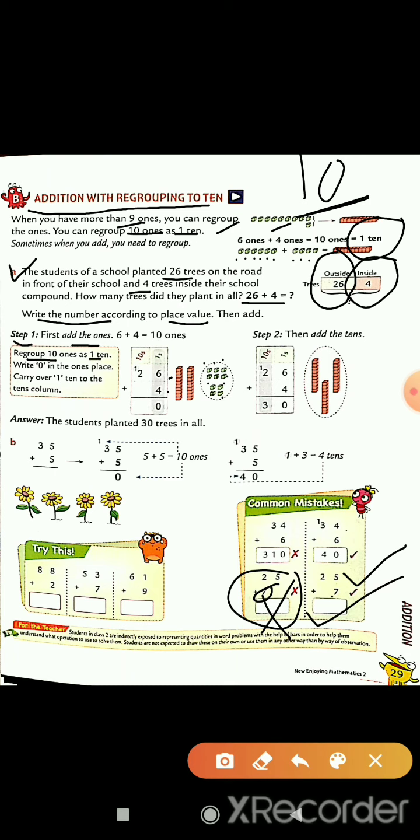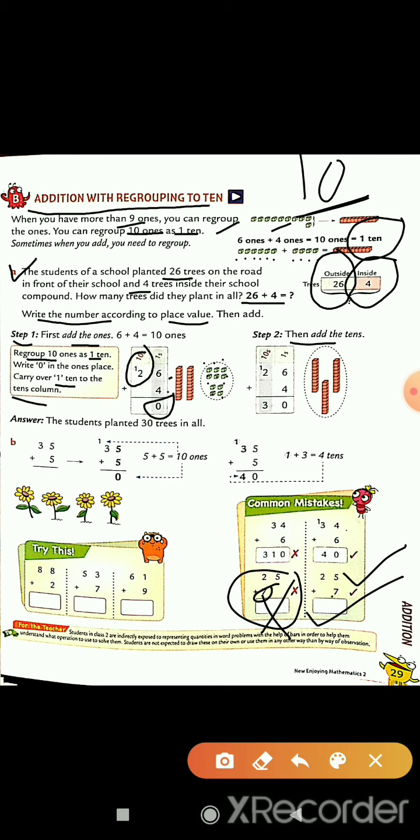So we need to write 0 in the place of ones. So in the ones place we will write 0 and 1 is carried. So carry over 1 ten to the tens column. Got it, students? Then step 2, we have to add the tens.